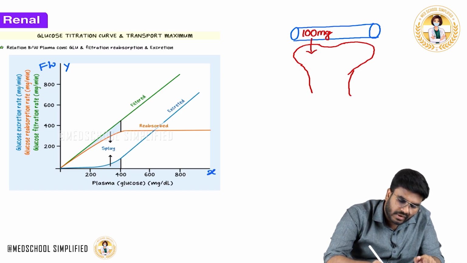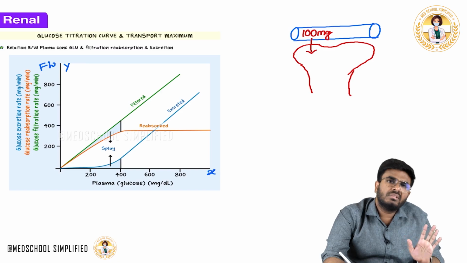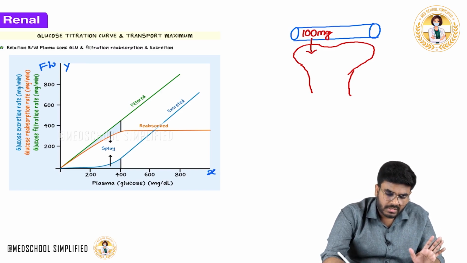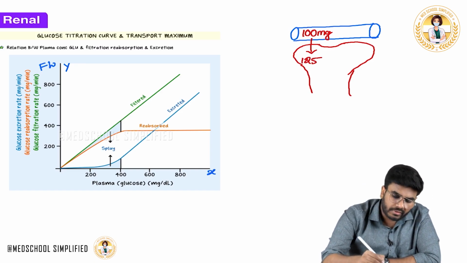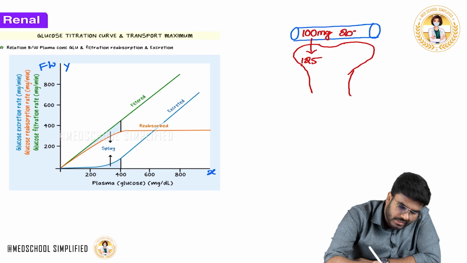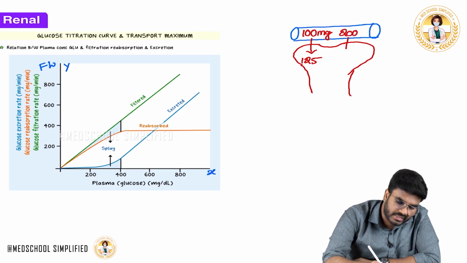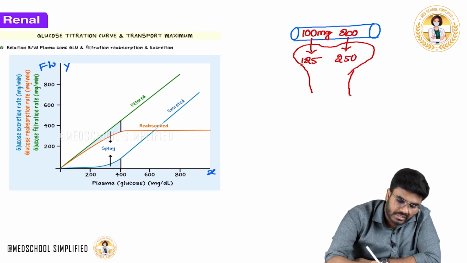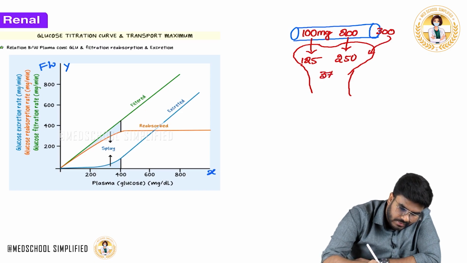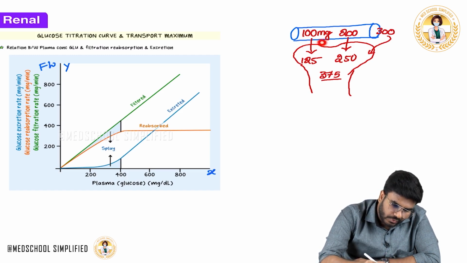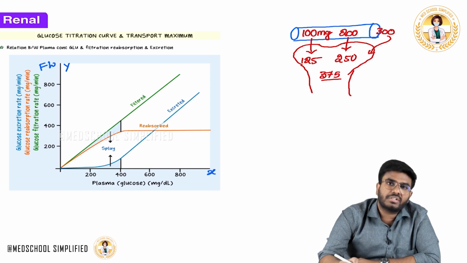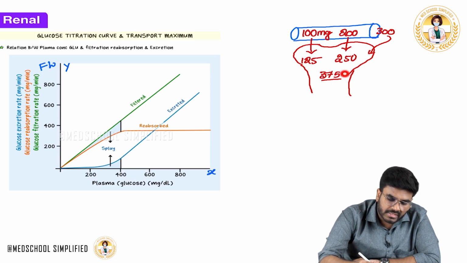Just tell me. If 100 milligrams per deciliter is the plasma glucose concentration, what is the filtered load? The filtered load is, yes, 125. Now if the plasma glucose concentration is 200, what is the filtered load? Just now we have seen the filtered load is going to be 250. Now the plasma glucose concentration is 300, for example. Now what happened to the filtered load? The filtered load is going to be 375. That's the filtered load. Now the point which I want you to know is, if you increase the plasma glucose concentration, automatically filtration increases or not?